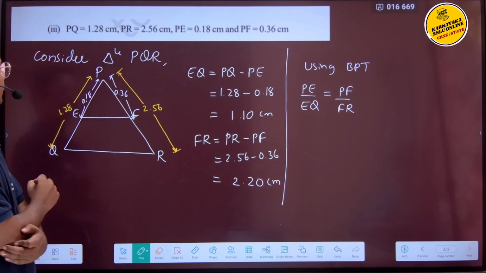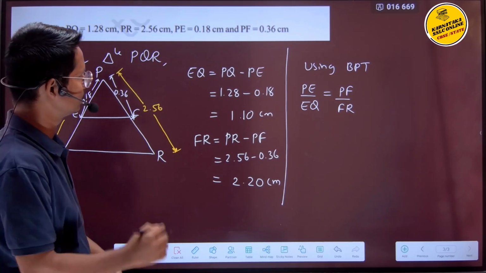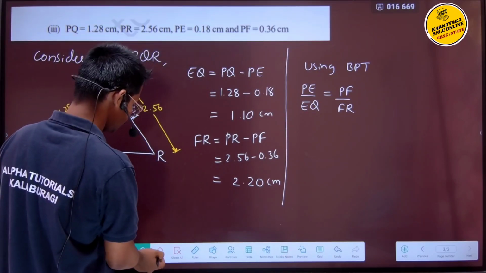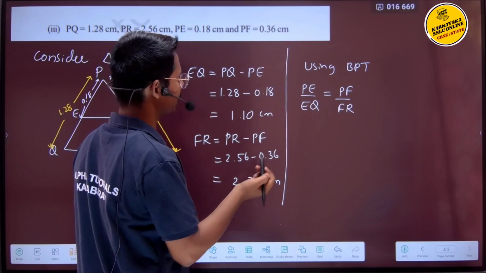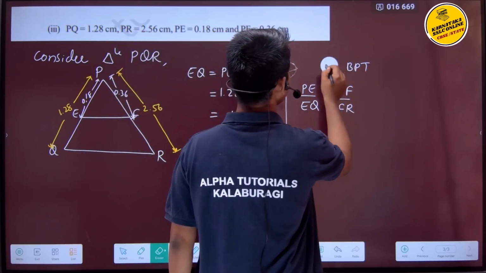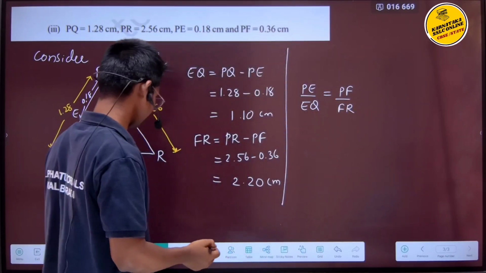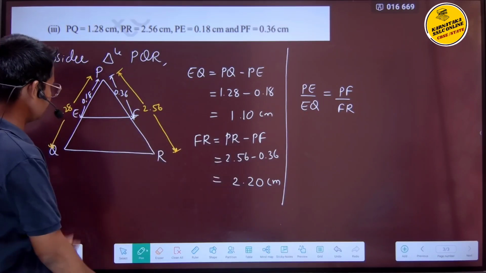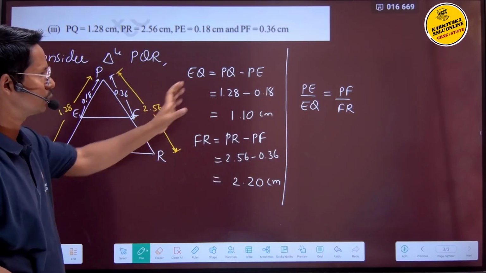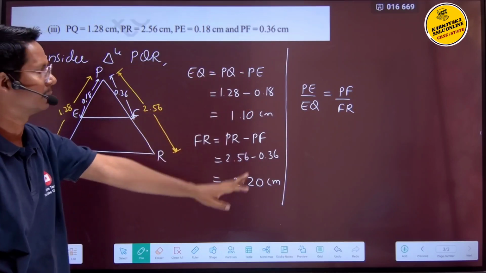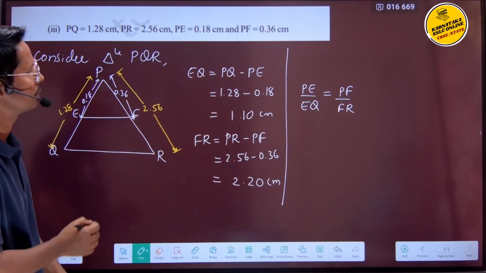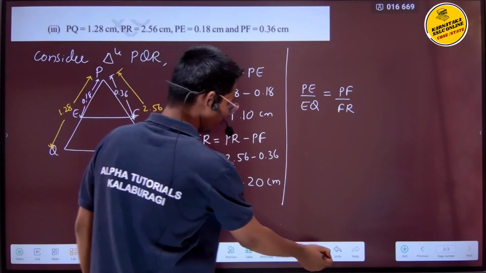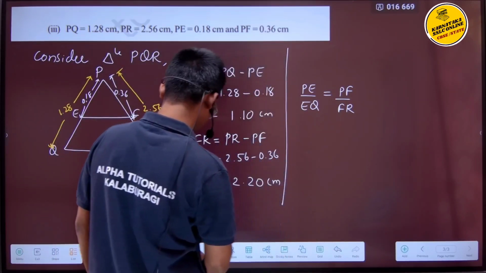Okay, so sorry, first, not just BPT, because we don't know whether EF is parallel or not, so we'll just find ratios. Find ratios, because they have not given that EF is parallel, that is what we need to find. So don't write anywhere using BPT. Just write PE by EQ and PF by FR. So we'll check each case.